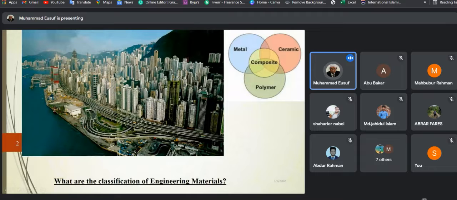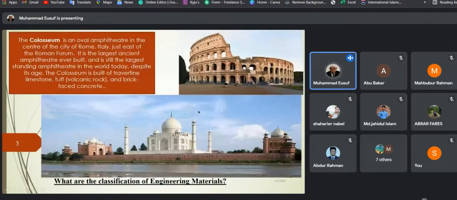In this case, this is the example for the classification, and this is the classification. There are four types: metal, ceramic, composite, and polymer. Okay, next is our old example. It is the Colosseum. The Colosseum is also known as an amphitheater.